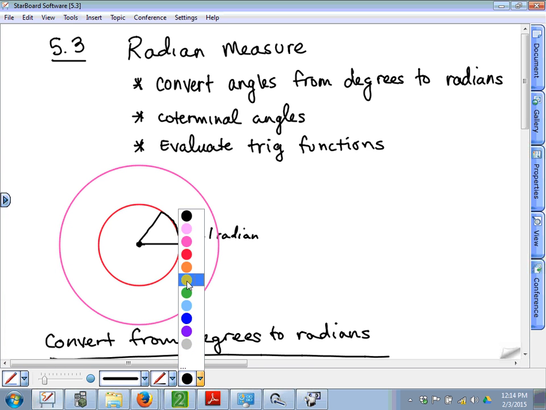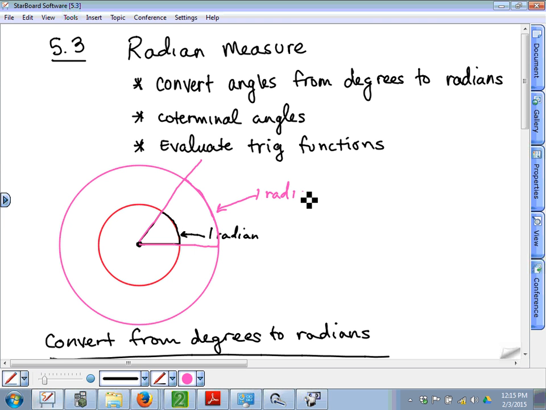So if I drew a larger circle here, and then I found the radius, and then I took that exact same length and wrapped it around the edge of the circle, that would give me the exact same angle measure. This is 1 radian. This is 1 radian. But isn't it the exact same angle measure? Yeah. So it doesn't matter the size of the circle. 1 radian is 1 radian. It's just this little portion of a circle.